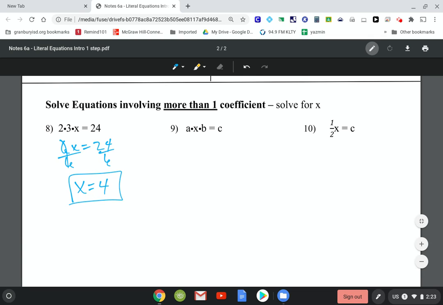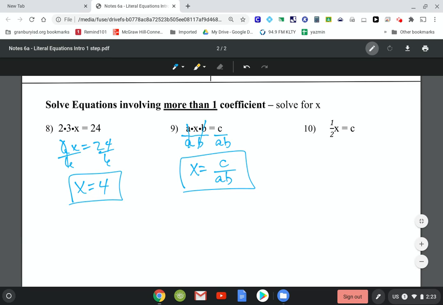Over here, on number 9, if we're going to solve for x, this is multiplication. So the inverse of multiplication is division. Now then, we can actually divide by more than one term. So if we want to solve for x, we have to get rid of a and b. And so we can do that on the same step. So whatever you do to one side, you need to do to the other. So what happens are the a's cancel out here on the left and the b's cancel out. So you have x equals c over ab for your final answer.